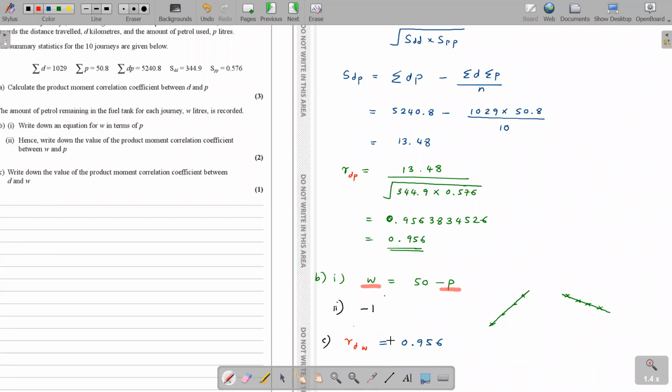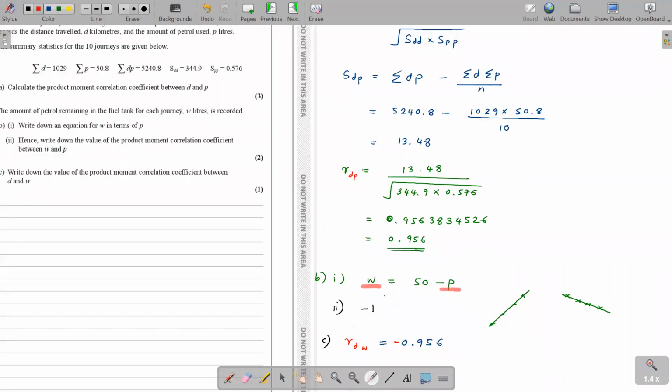It's negative. Earlier we had a positive correlation for the amount of petrol that we use and the distance travelled. So now we have the same thing for the distance travelled and the amount of petrol that's remaining. You have the exact same coefficient, but now it's going to go the other way. So it's going to be negative. That's the only thing. The value is exactly the same, but the sign is different. Okay, so just be careful. You need to read the question, understand it, and then write the answer.